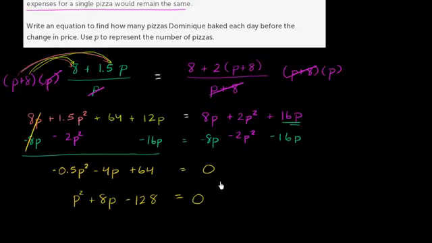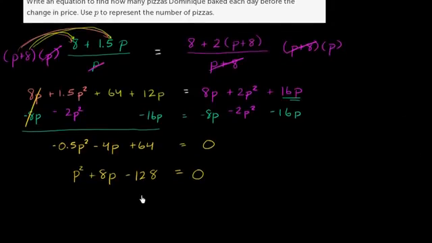So let's see if we can factor this. Can we think of two numbers where if we take their product, we get negative 128, and if we were to add them together, we get positive 8? So they're going to have different signs right over here. So let's see, what numbers could this be?